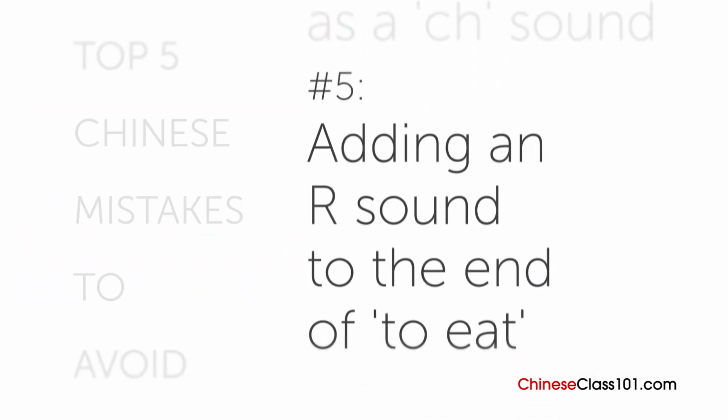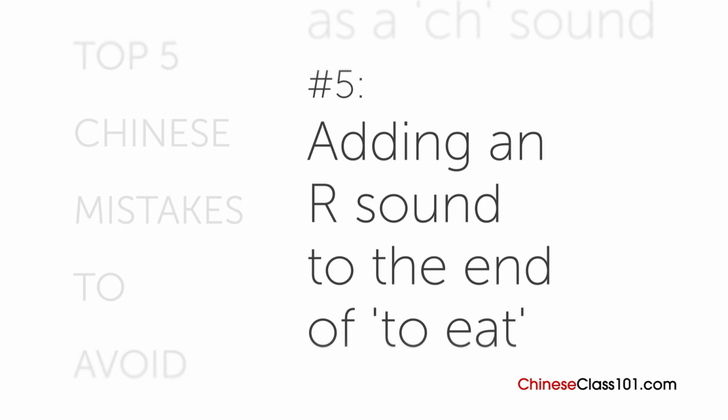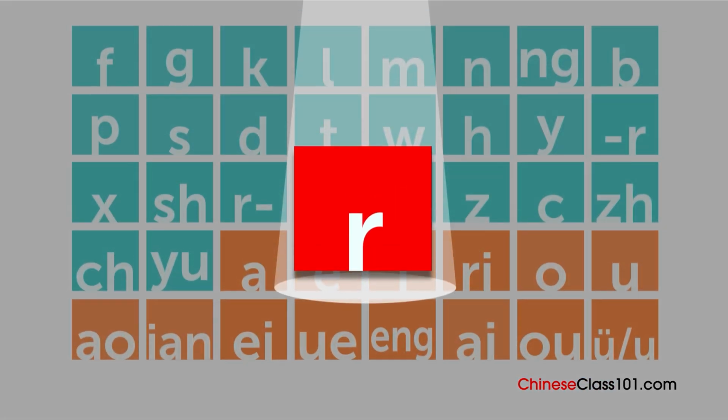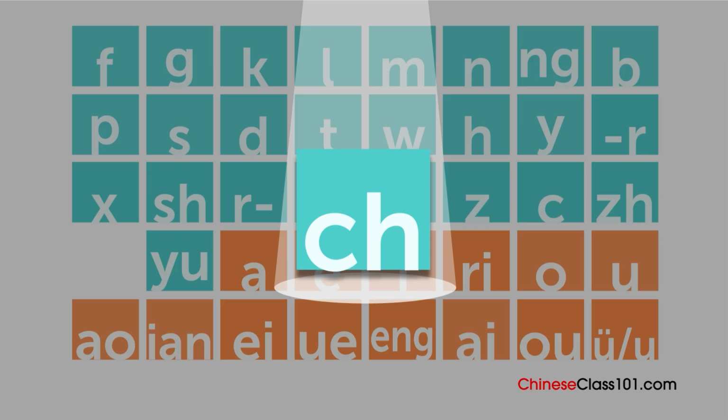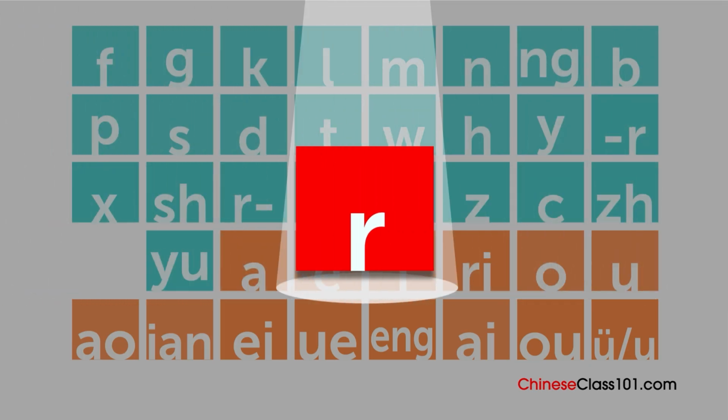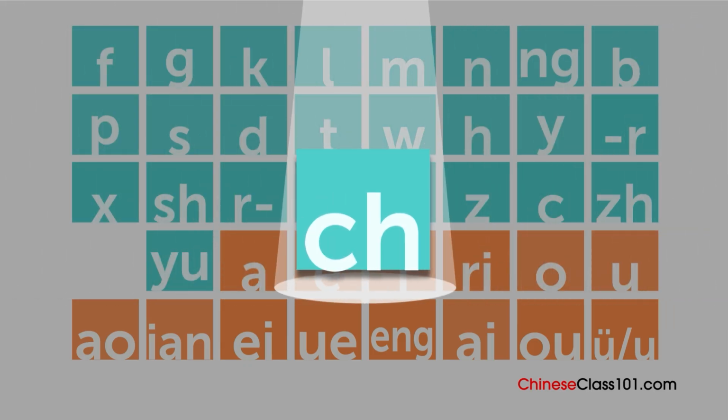Number 5. Adding an R sound to the end of to eat. Students of Chinese tend to add an R sound in the middle or at the end of a word. This generally occurs when the speaker isn't used to pronouncing the Chinese CH. The Chinese CH requires you to place your tongue in a position that you're unfamiliar with. If you're an English speaker, your brain naturally assumes that you're trying to pronounce an English R due to muscle memory. Watch out for this when you're practicing the Chinese CH. We'll cover ch-like sounds in lesson 7.